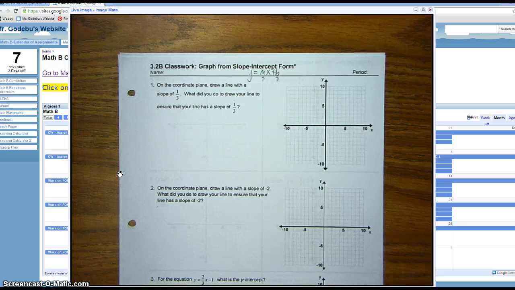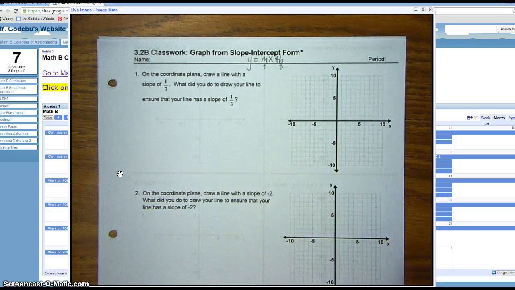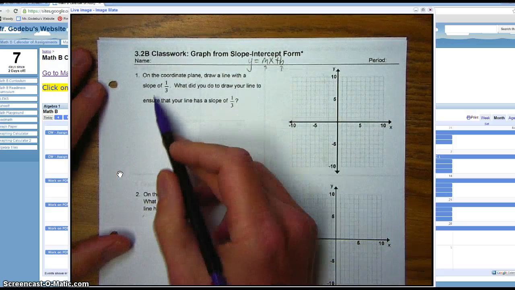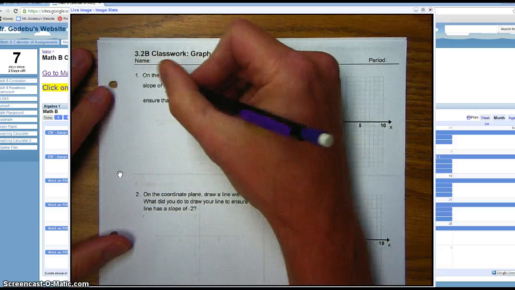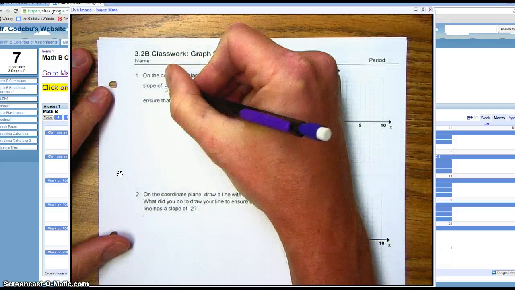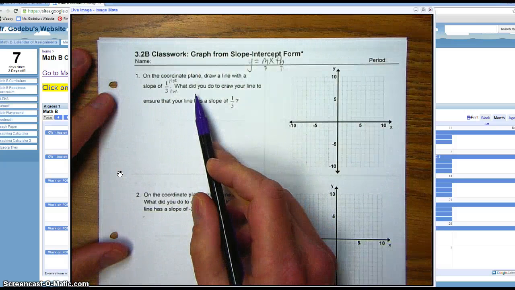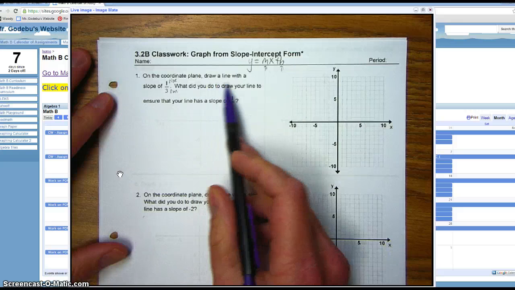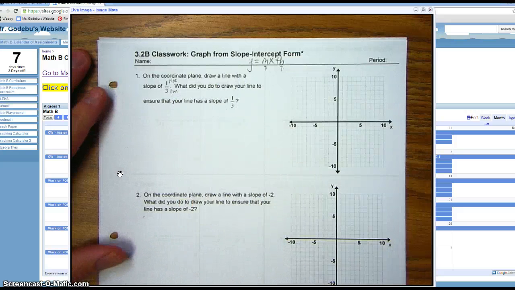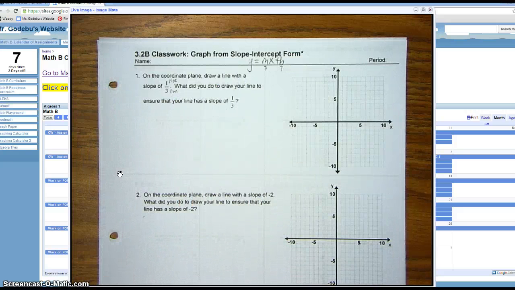So guys, this is pretty straightforward lesson here. On a coordinate plane, you're going to draw a line with a slope of 1/3, and remember a slope means a rise over a run. You should be writing. It says draw a line with a slope of 1/3. Does it tell us where that line should be located? No. We can draw a line anywhere we want.